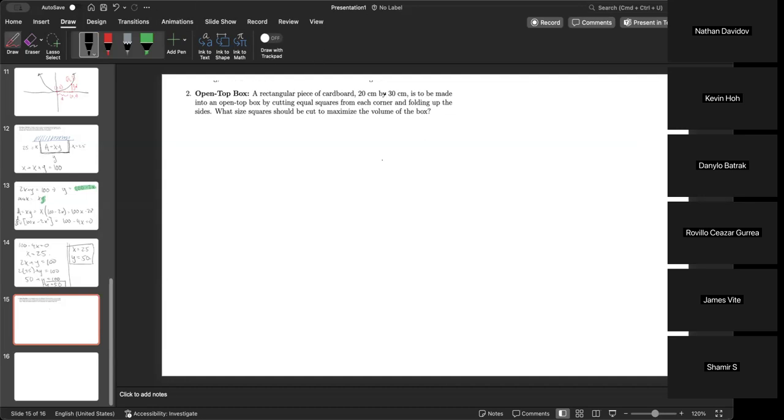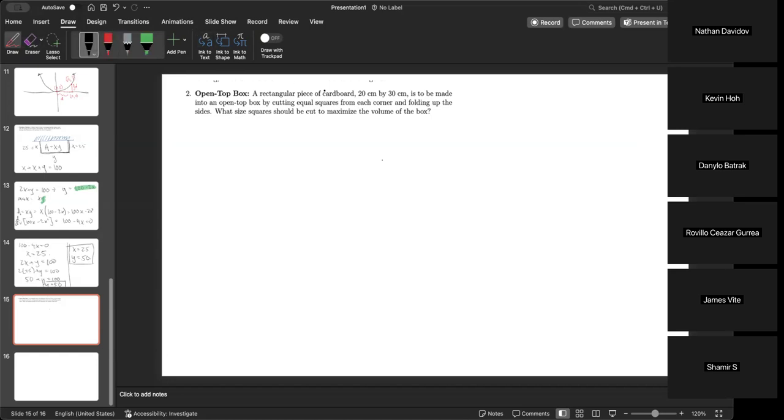A rectangular piece of cardboard, 20 centimeters by 30 centimeters, is to be made into an open top box by cutting equal squares from each corner and folding up the sides. What size squares should be cut to maximize the volume of the box?